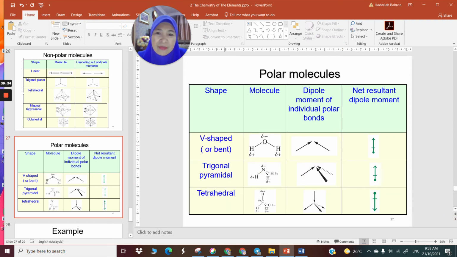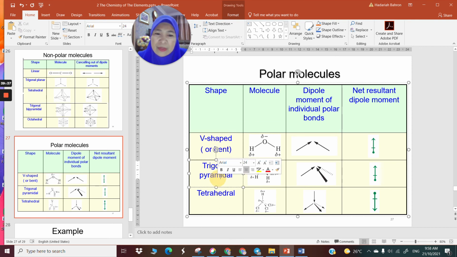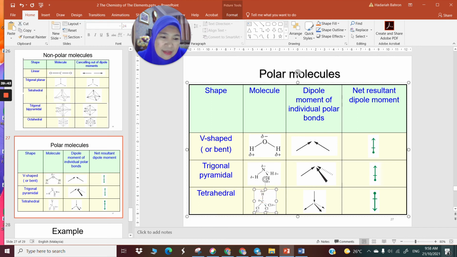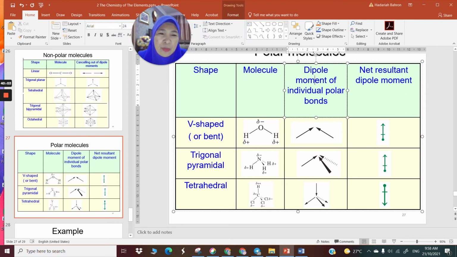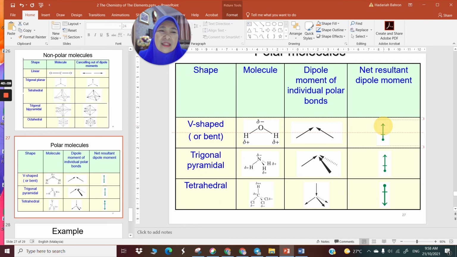But when you have V-shape or trigonal pyramidal or tetrahedral with different atoms, yeah, let me make it a little bigger. This is your V-shape molecule. When you have the pull onto the left, it's not exactly cancelled out perfectly by the pull onto the right. You still have a net effect. The dipole moment of individual polar bond looks like this. This is the dipole moment. You still have a net resultant dipole moment, making water a polar molecule.